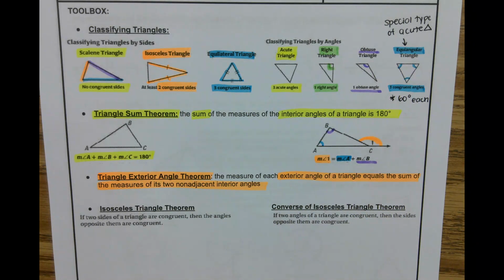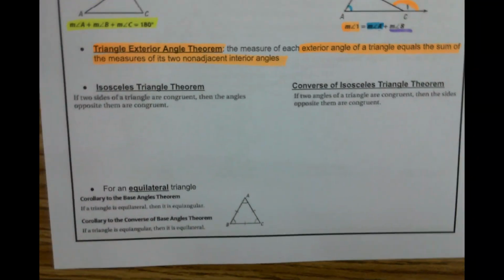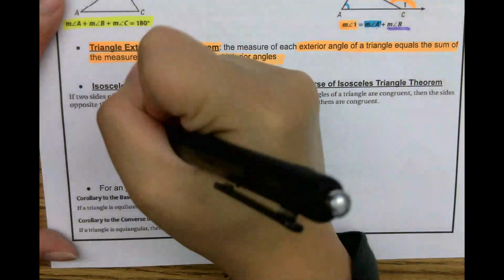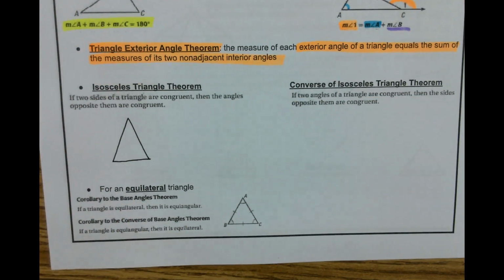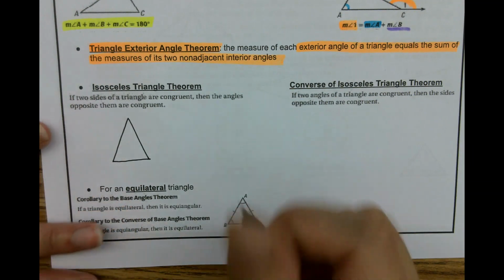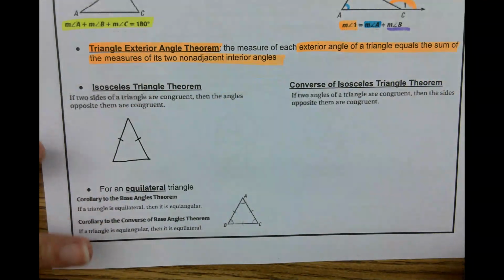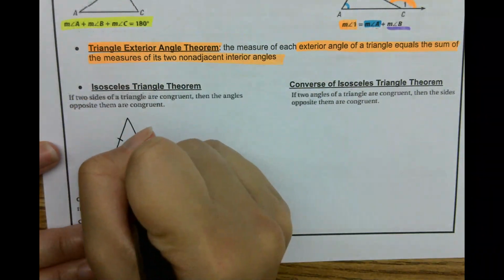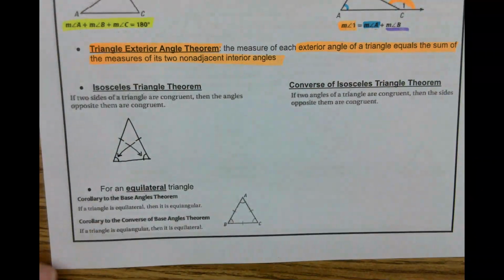And then next we have our isosceles triangle theorem and the converse of it. So first I'm going to draw my isosceles triangle. What the isosceles triangle theorem tells us is that if 2 sides of my triangle are congruent, so here and here, what we know is that the angles opposite them also have to be congruent. So this is opposite, so that would make this angle and this angle congruent.